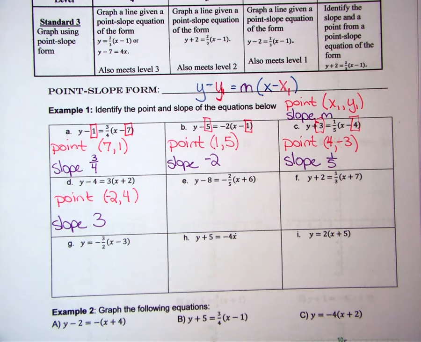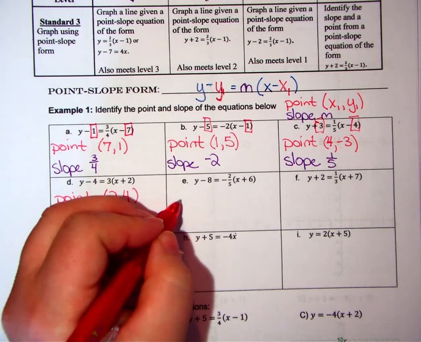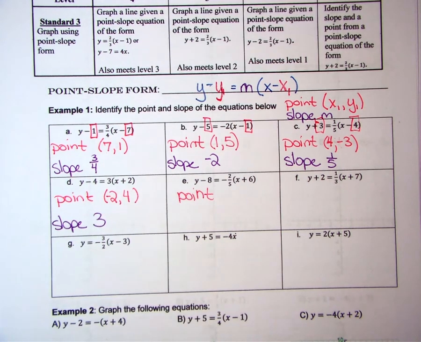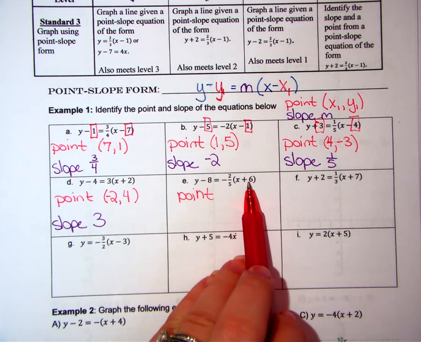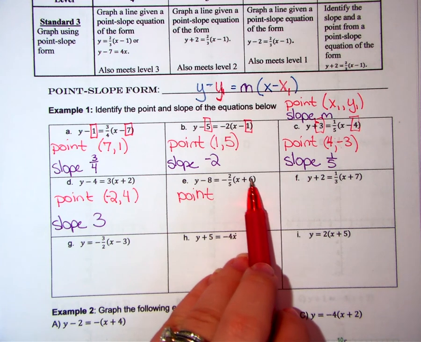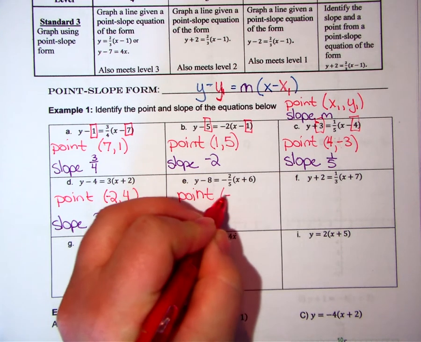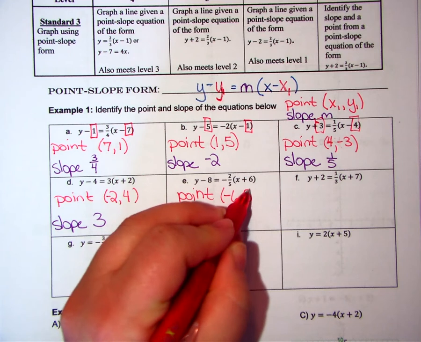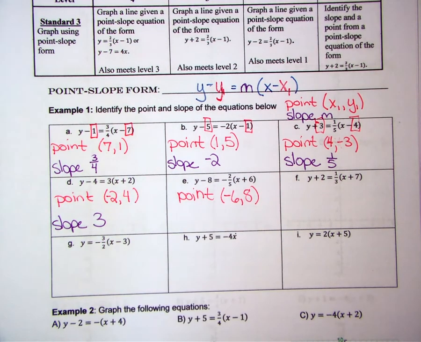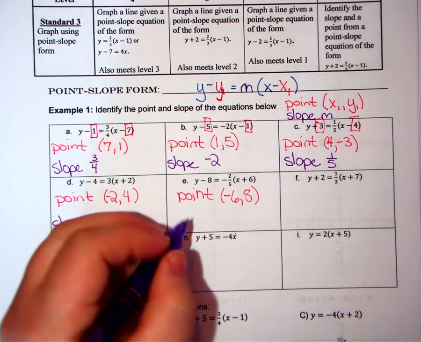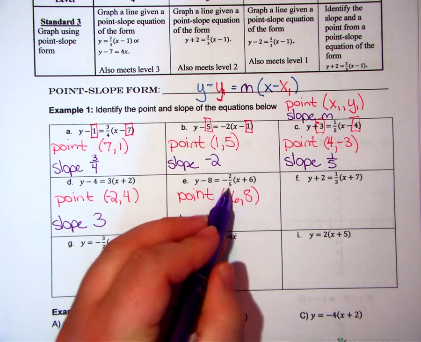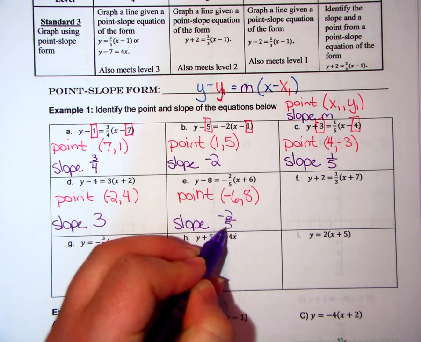Let's take a look at E. Our point. Here's the x part. Remember, x is found in the parentheses. It looks like a positive 6, so it's the opposite, negative 6. This looks like a negative 8, but it's the opposite, it's positive 8. And then our slope. The number in front is negative 2/5.